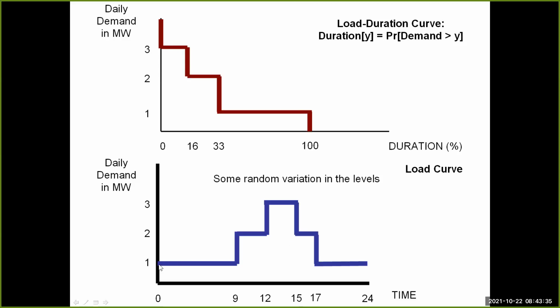Now, we said that demand was totally fixed, but actually in the game that I played, there were some small random variations in the levels, which is realistic. So how does this curve change if we say, well, it basically has this form, but each of these levels will have a small random variation? How does that change this load duration curve? How would that change it? Let's think about it here.